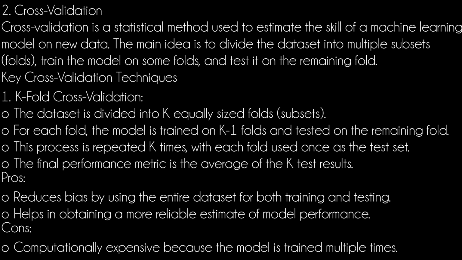The dataset is divided into k equally sized folds. For each fold, the model is trained on k-1 folds and tested on the remaining fold. The process is repeated k times, with each fold used once as the test set. The final performance metric is the average of the k test results.